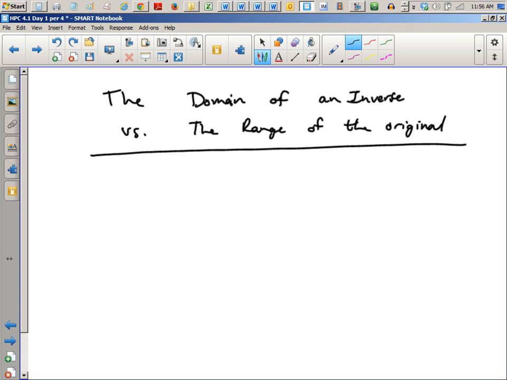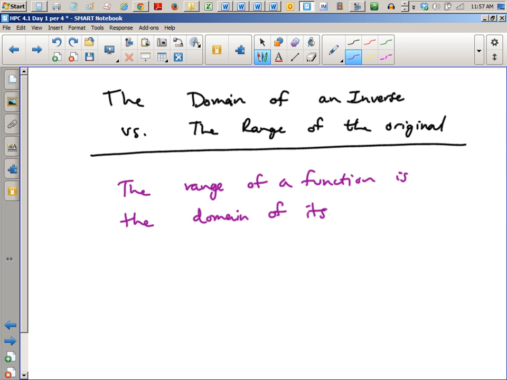Okay, so you need to know two very important sentences. Here they are, ready? The range of a function is the domain of its inverse. And the range of an inverse is the domain of the original.